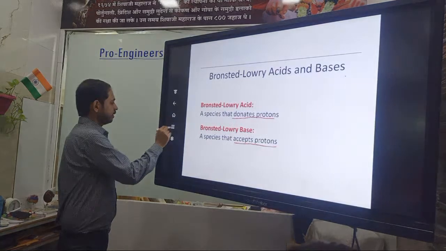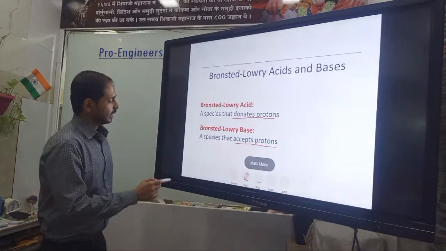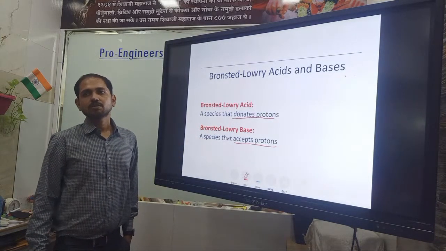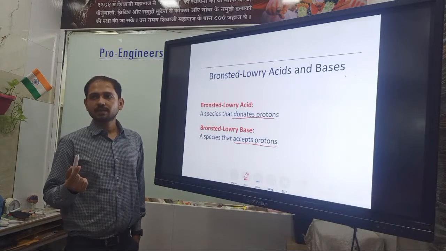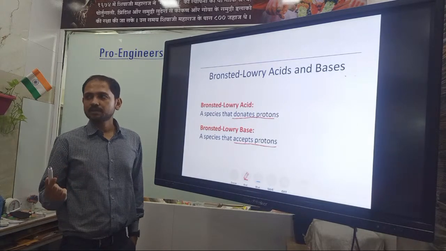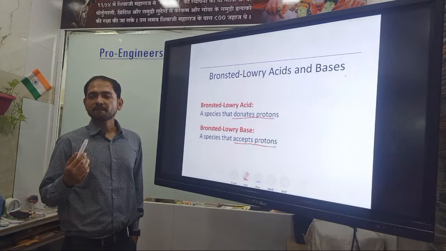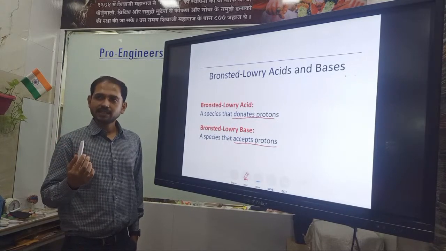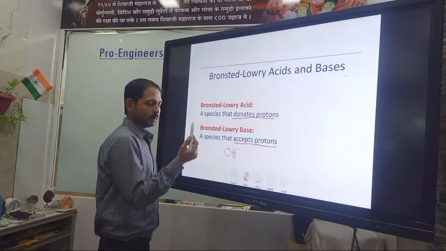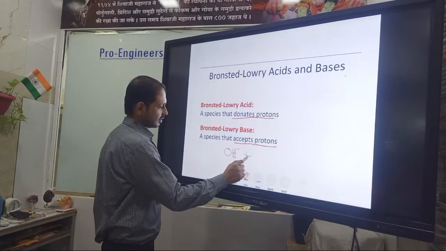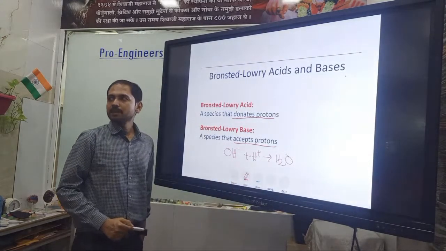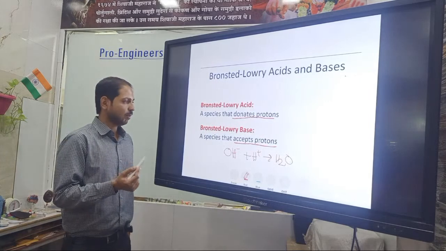If we go to the definition of Bronsted bases, they are the species that accept protons. How will you explain this? Any species which accepts protons, that means H+ ion. Let's say OH-. What happens when we react OH- and H+? It gives rise to H2O, that means it is accepting a proton, isn't it? So hydroxide anion is also a Bronsted base.